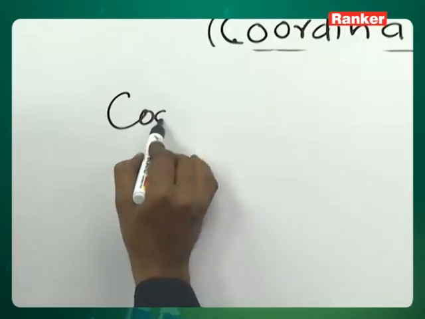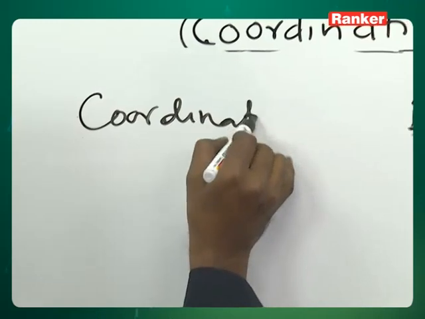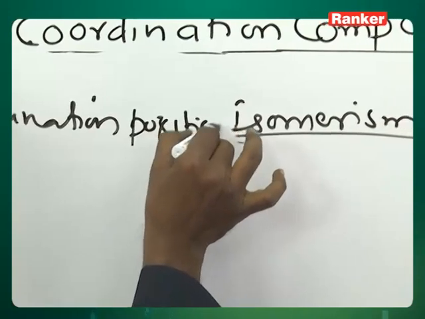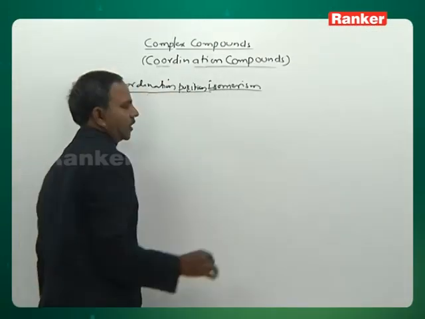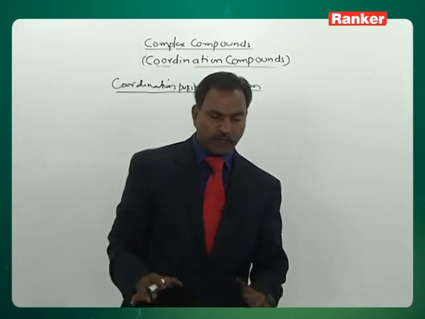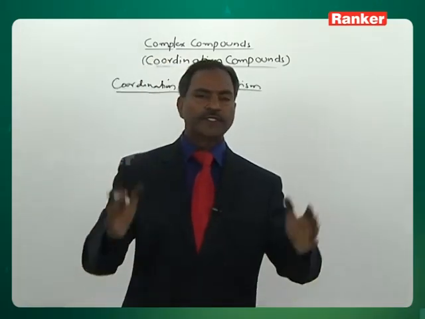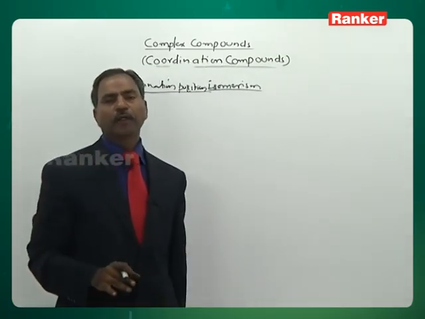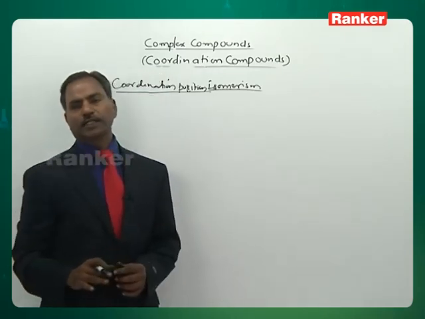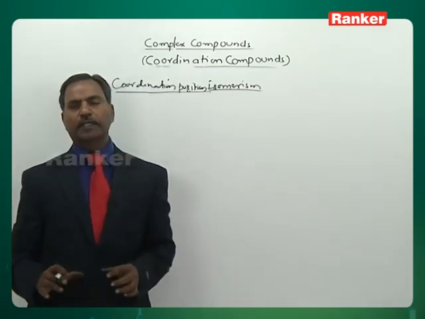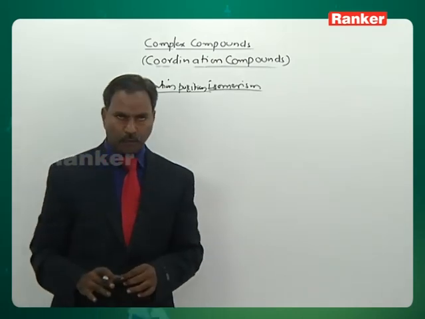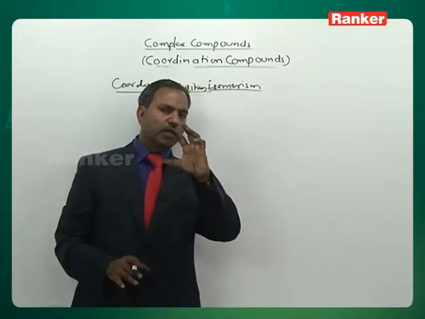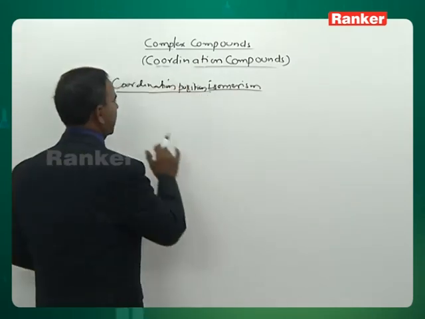Next we see coordination position isomerism. This isomerism is exhibited by bridged complex compounds. Wherever 2 metal atoms are bridged by another ligand, such complexes exhibit this isomerism. This isomerism is due to exchange of ligands within the coordinate sphere only. See how. I am writing a bridged complex.